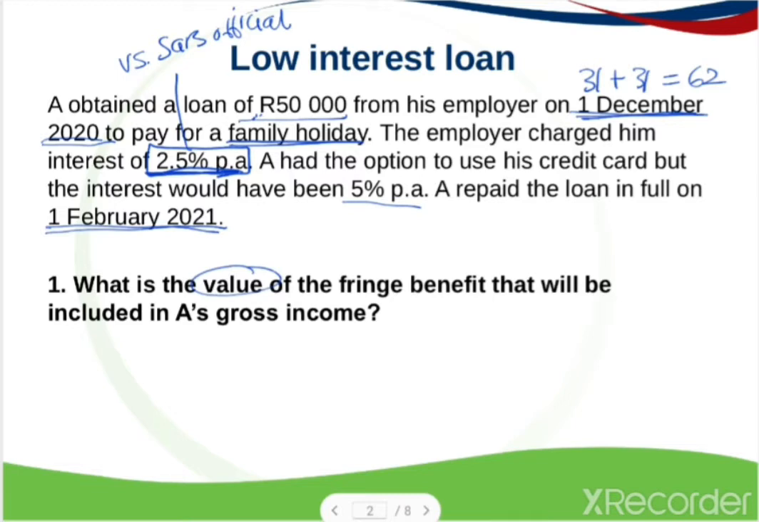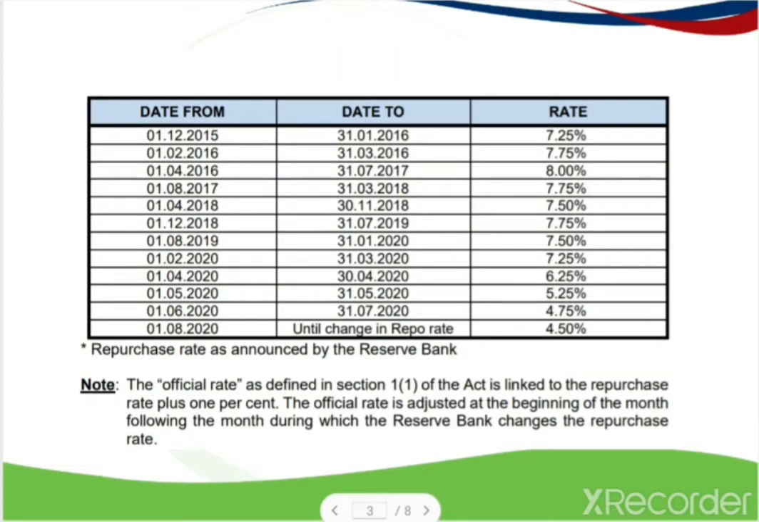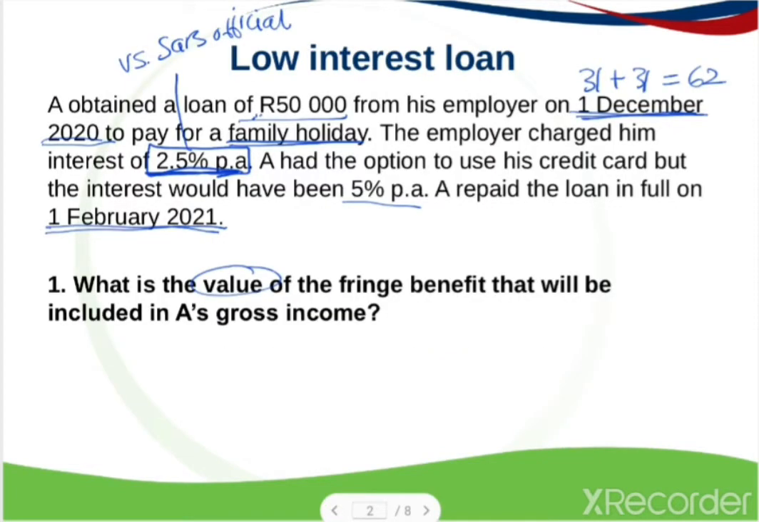In terms of the SARS official rates, you would work with what is given to you in the question. In this question, you're not given anything. So then you would refer back to the source of the SARS official rate. There's a link to a PDF site where SARS publishes the official rate as and when the repo rate changes. So based on that PDF from 1 August 2020, the SARS official rate was 4.5% until the repo rate would have changed. So we will work with the 4.5%, that was the latest published SARS official rate, and compare that to the 2.5% that the employer charged on this loan.